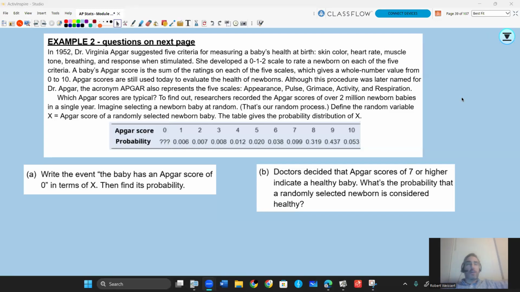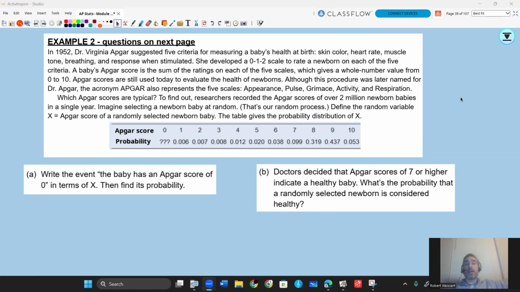All right, let's look at another example. This one has many parts. In 1952, Dr. Virginia Apgar suggested 5 criteria for measuring a baby's health at birth: skin color, heart rate, muscle tone, breathing, and response when stimulated. She developed a 0-1-2 scale to rate a newborn on each of the 5 criteria. A baby's Apgar score is the sum of the ratings on each of the 5 scales, which gives a whole number value from 0 to 10.